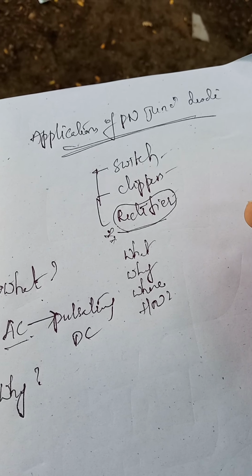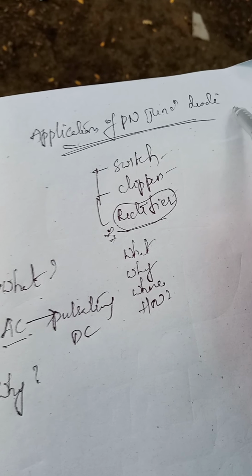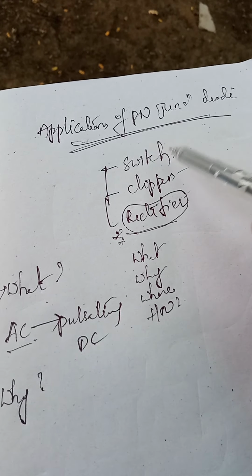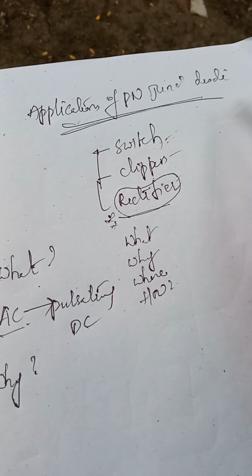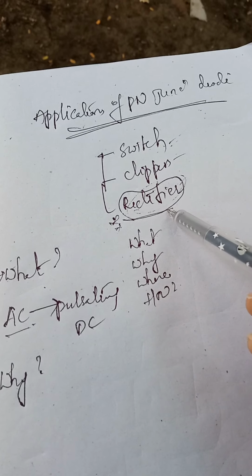Yeah, hello friends. Today we are going to discuss applications of the PN junction diode. We have enormous applications of the PN junction diode, but in our curriculum only three applications are given. One is a switch, another is a clipper, and the third one is a rectifier. Today we are going to discuss the rectifier.